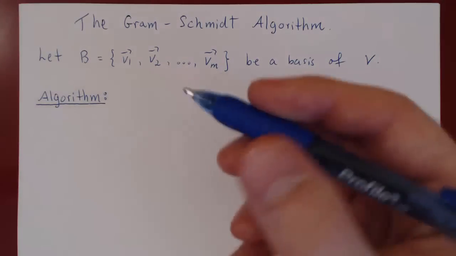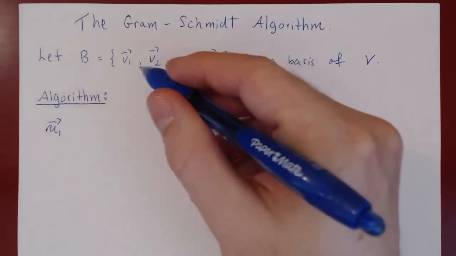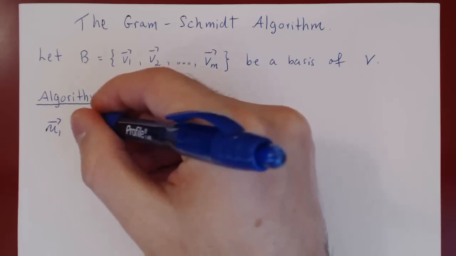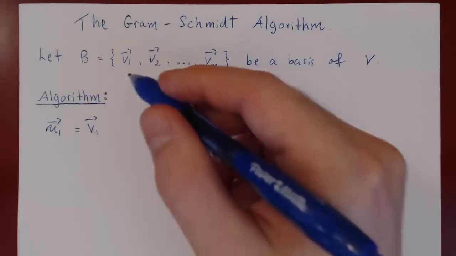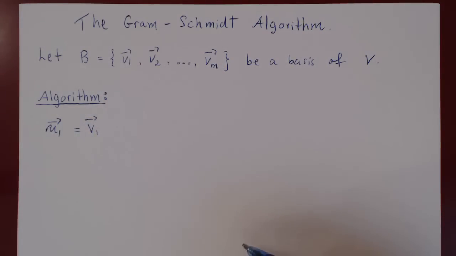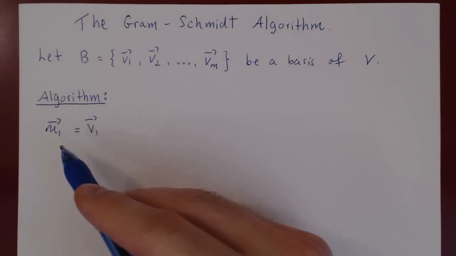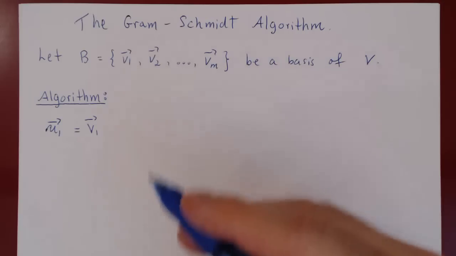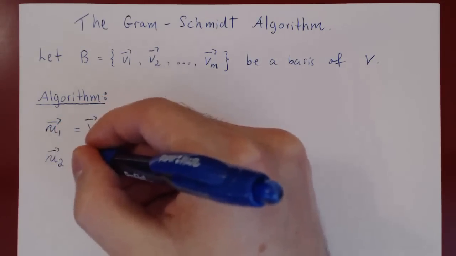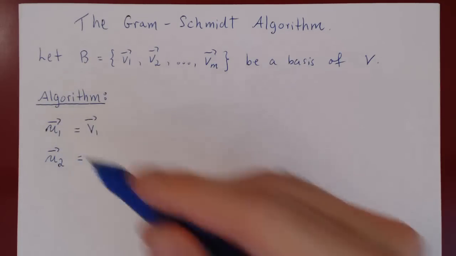So here's the first step. Very simple. The first vector of our new basis, u1, is simply the first vector of the basis B, v1. So we don't transform v1, we just take it to be our first new basis vector. So the question is now, what will be our second new basis vector? And this vector must be orthogonal to u1.